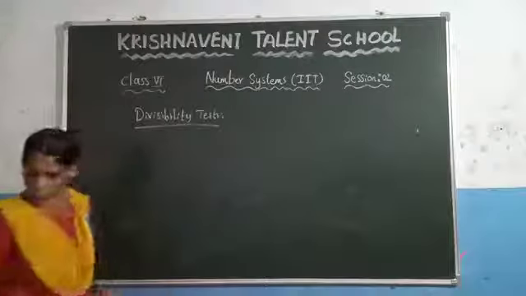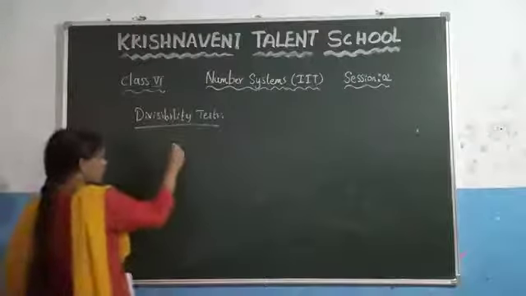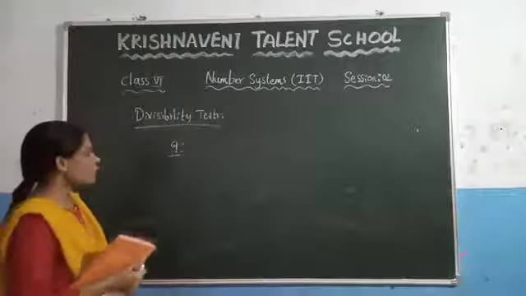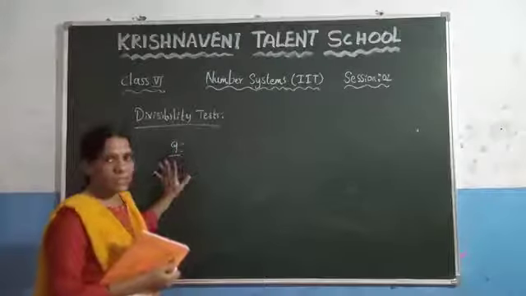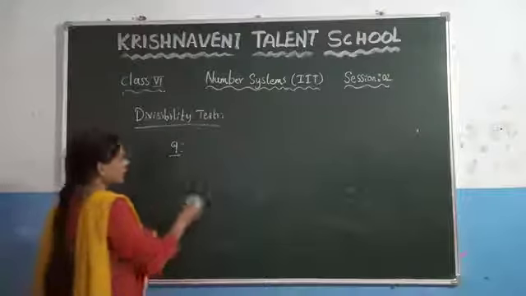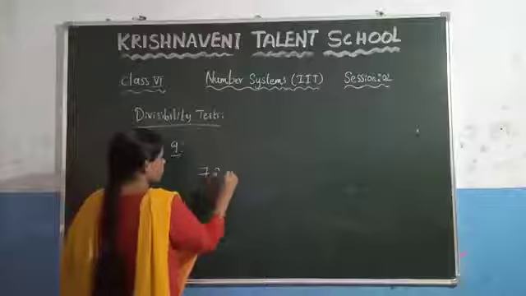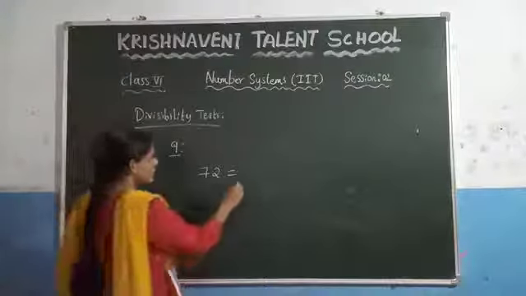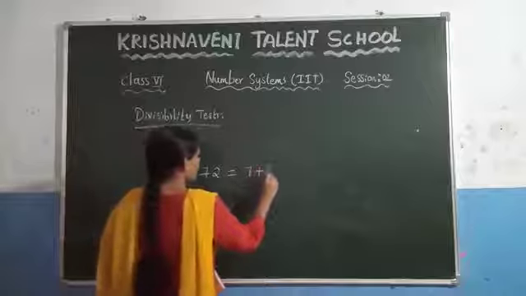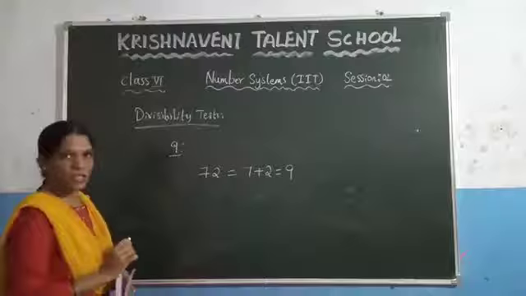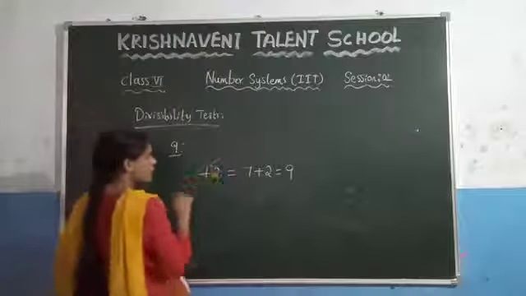The same thing we have done for the divisibility rule for 3, you need to check the sum of the digits here. If the sum of the digits is divisible by 9, we can say that the given number is divisible by 9. Let us consider 72. What we need to do? We have to take the sum of the digits. So what will be the sum of the digits here? 7 plus 2, which is 9. And you know that 9 is divisible by 9. So we can say that this number is divisible by 9.